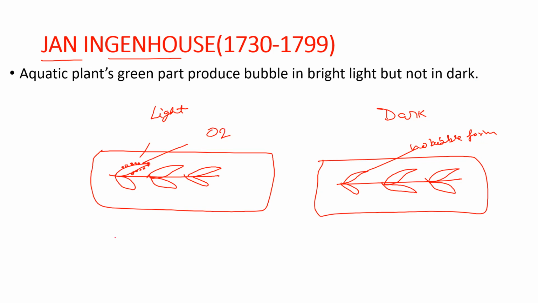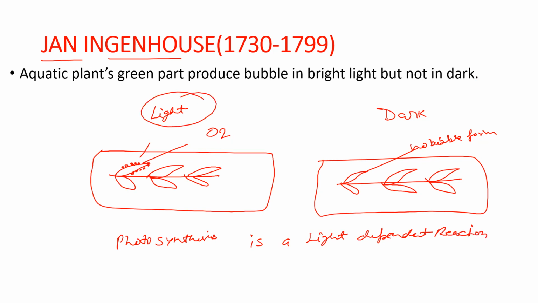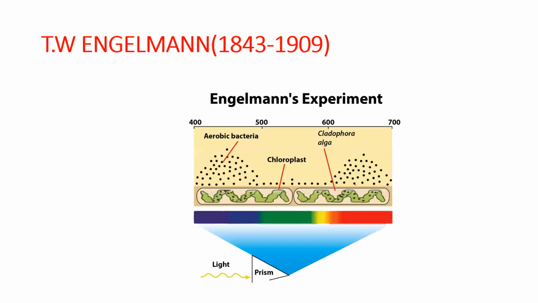So he proved that photosynthesis is a light dependent reaction. Because when light is present, the green part produces bubbles, but when it is dark, no bubbles are formed.